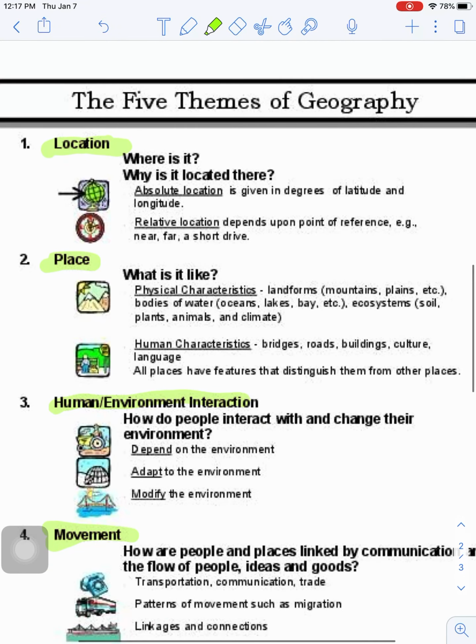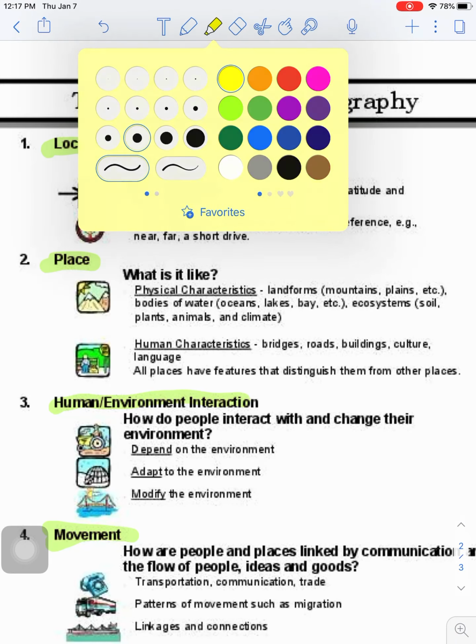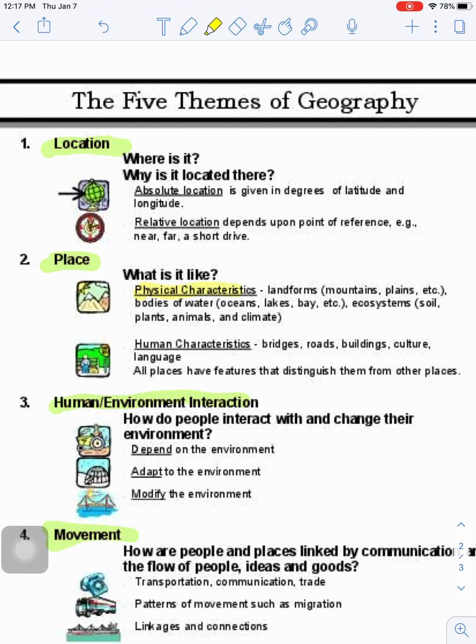Our next one we're looking at is place. And in place, we talked about different characteristics of what a place might look like. And to do that, we narrowed it into 2 of these smaller categories. I'm going to change my marker here. We talked about physical characteristics and human characteristics. You guys did an activity where you looked at different pictures and had to pick out physical characteristics and human characteristics from those pictures. So for example, physical characteristics are landforms like mountains and plains.